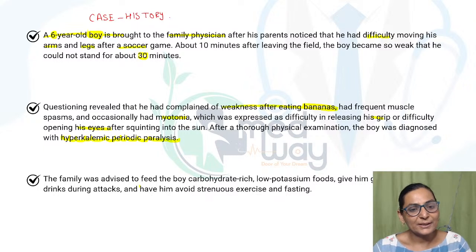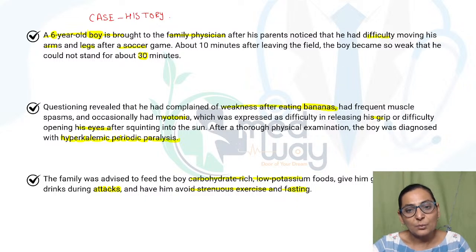The family was advised to feed carbohydrate rich, low potassium food, and give him glucose during the attacks. That means when he gets such attacks, give him something which will be rich in glucose. And avoid strenuous exercise.